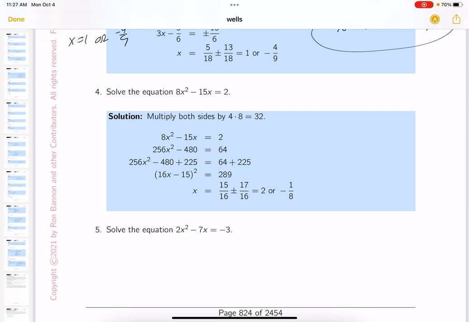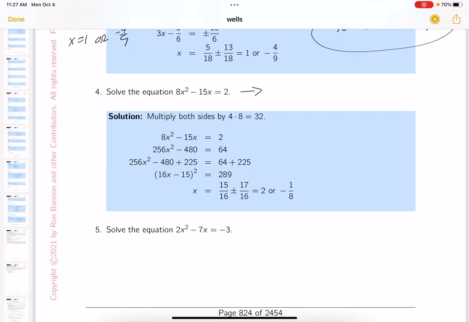So I'm going to basically look at them and just do the factoring from here on out. I think it's so much easier. I don't want to do it three ways.